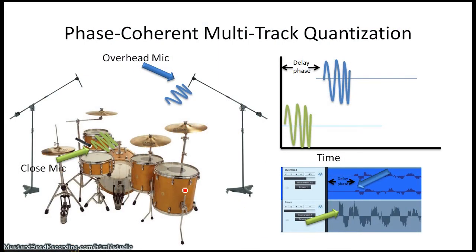There's a special kind of quantization called phase coherent multitrack quantization, which has to deal with a constant delay that exists between the overhead mic and the close mic on recording live drums. When the person hits the snare here, it records the sound immediately, but there is a delay in the time it takes for that to travel to get to the overhead mic, which causes this delay or a phase in the actual drum strike. Here you see it in practicality within Studio One.